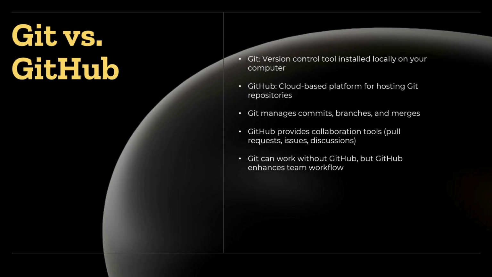When it comes to the differences between Git and GitHub, Git is a version control tool installed locally on your computer, while GitHub is a cloud-based platform hosting Git repositories. Git itself manages commits, branches, and merges, while GitHub provides collaboration tools such as pull requests, issues, and discussions. And Git can work without GitHub, but GitHub enhances team workflow.